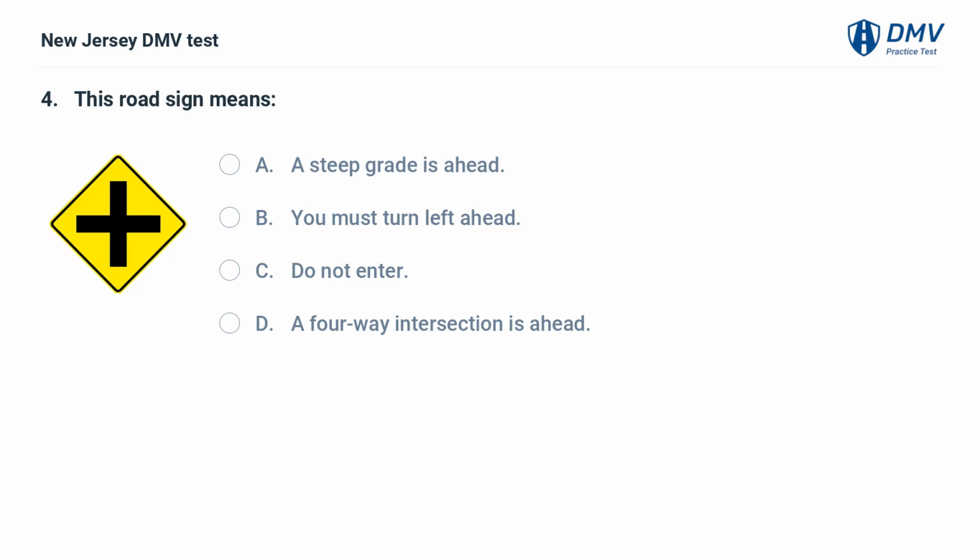This road sign means A. A steep grade is ahead. B. You must turn left ahead. C. Do not enter. D. A four-way intersection is ahead. D. A four-way intersection is ahead. This sign warns that a four-way intersection is ahead.